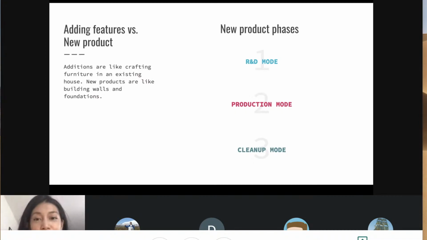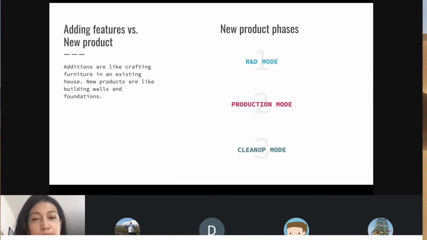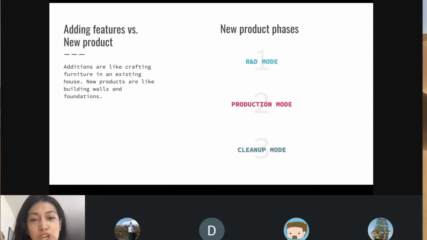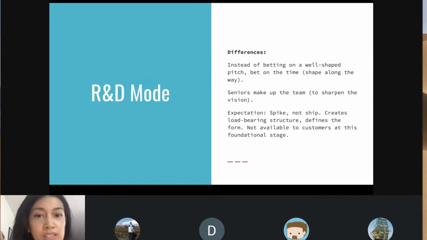So what they do for new products is they have 3 phases. The first phase is R&D mode, the second phase is production mode, and the third phase is cleanup mode. We'll take a look at those 3 phases, starting with R&D mode.